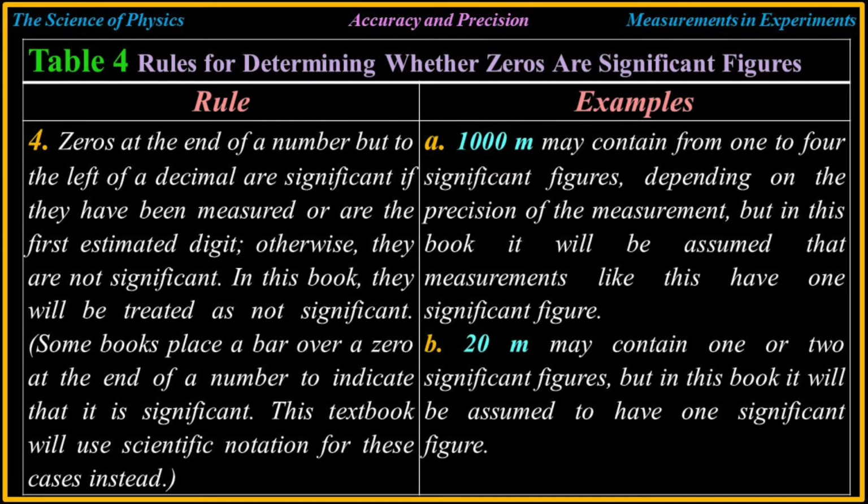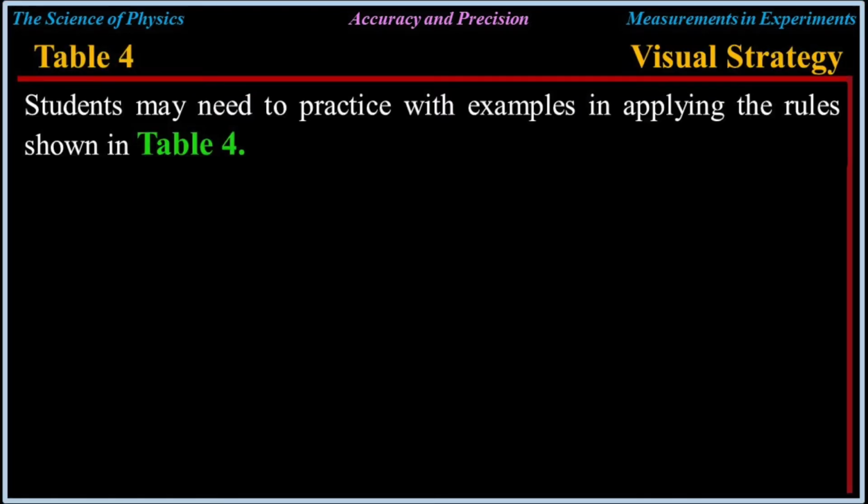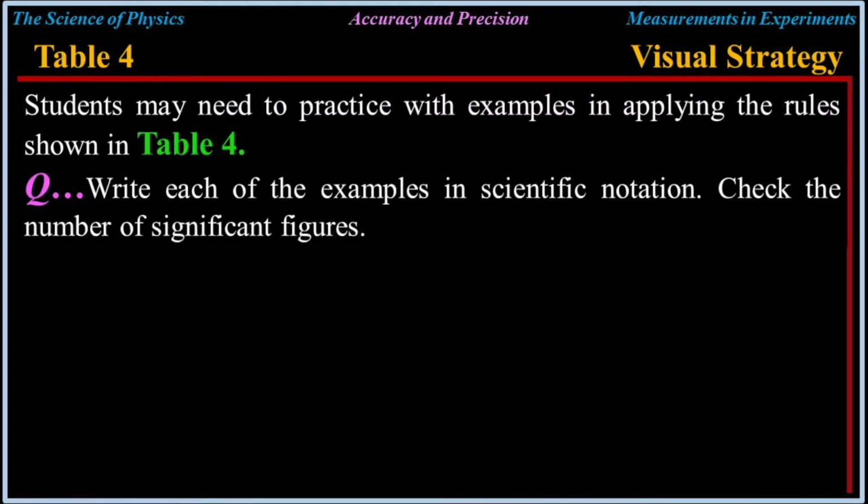As that is written, it would be 4 significant figures. And as that is written, it would be 2 significant figures. But again, if I wrote in the decimal point, there would be 2. Or if I put a bar over one of those other zeros. Students may need to practice with examples in applying the rules shown in Table 4.